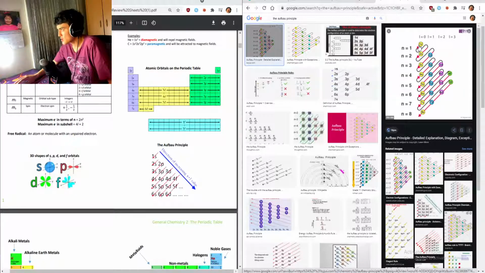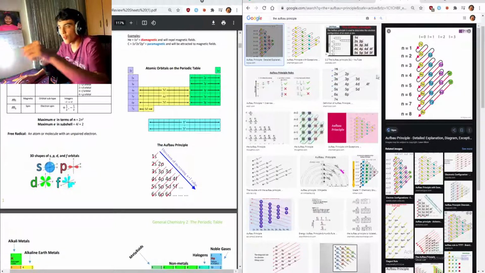But here somewhere is a rule why this is supposed to be 3D. Where do we see the 3D? 1, 2, P, 3D. Look. 4S. 4S. And then look at the line. It goes straight to 3D. And then 4P. That's why it's 3D.